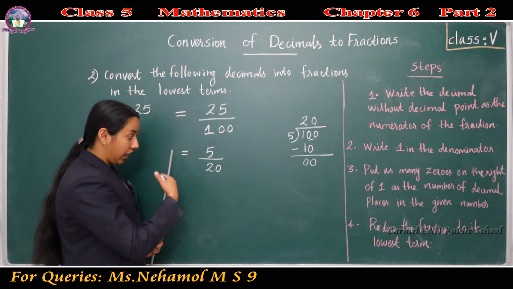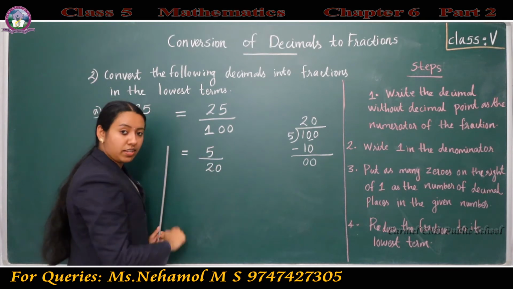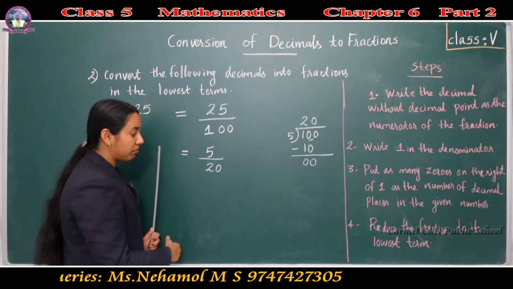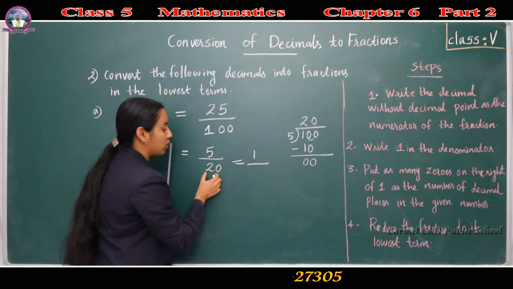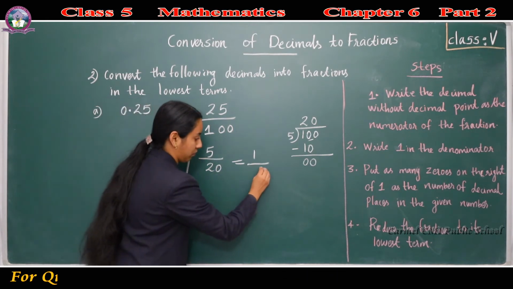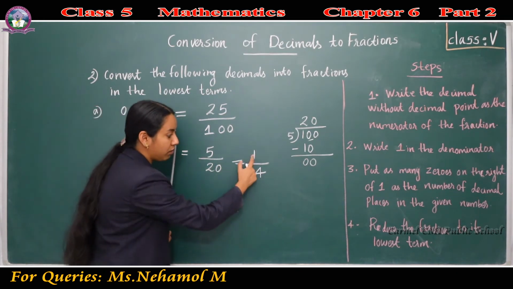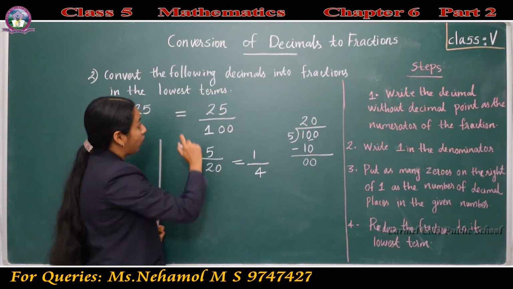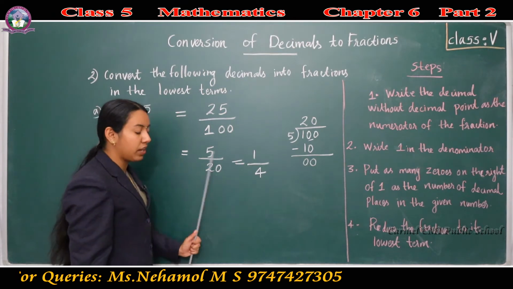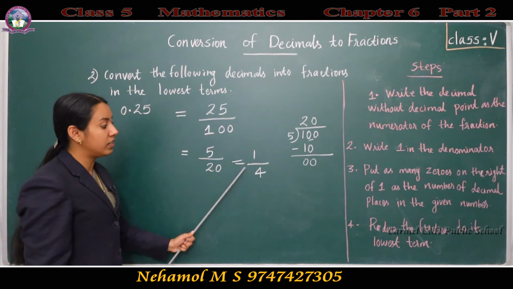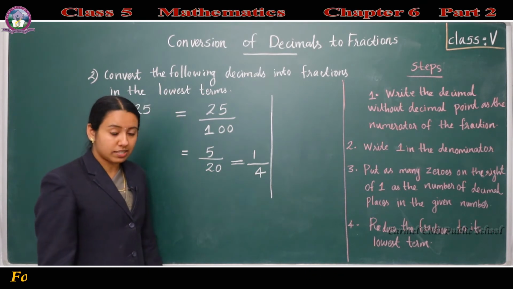Then we can again convert this to its simplest form, because we know that 5 is divisible by 5. 20 is also divisible by 5. 5 divided by 5 is 1. Then 20 divided by 5 is 4, because 4 fives are 20. So 1 by 4 is the exact lowest term, because there is no other common divisor. 1 by 4 is the lowest term of the given fraction.